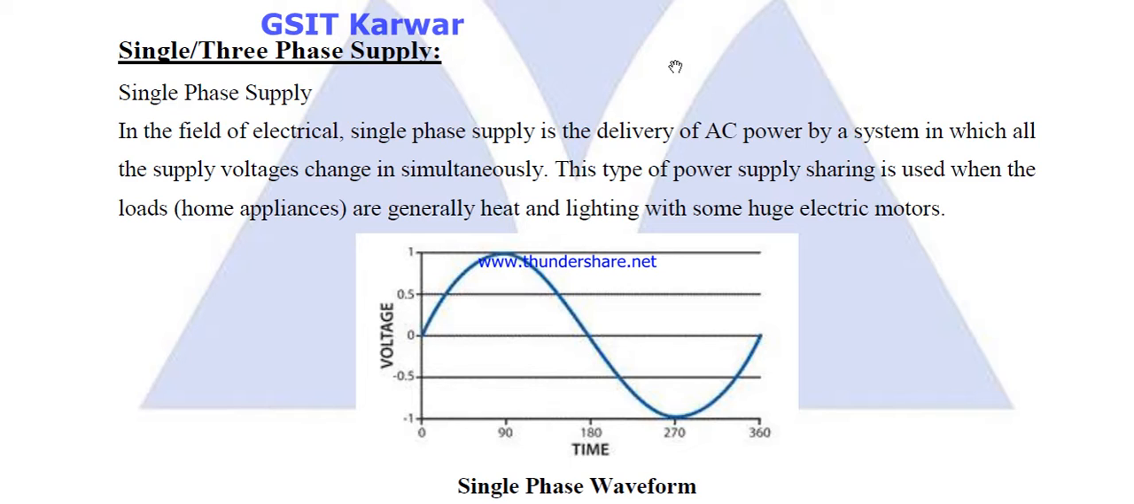This type of power supply is used when the loads are, for example, home appliances, such as a fan, a refrigerator, a mixer, whatever the electrical equipment, or generally heat and lighting with some huge electric motors.